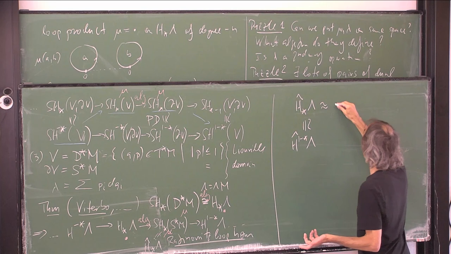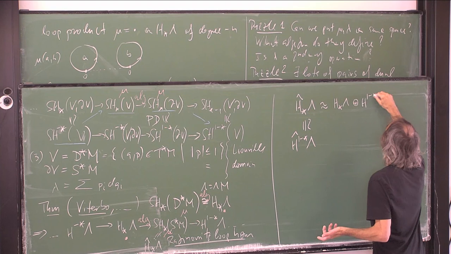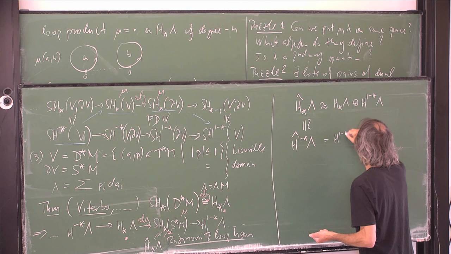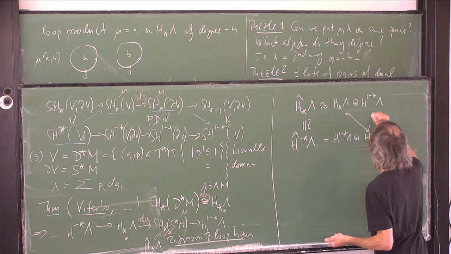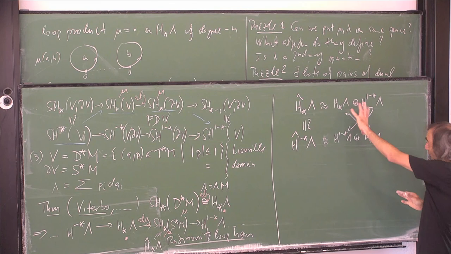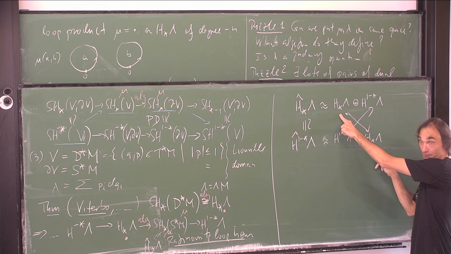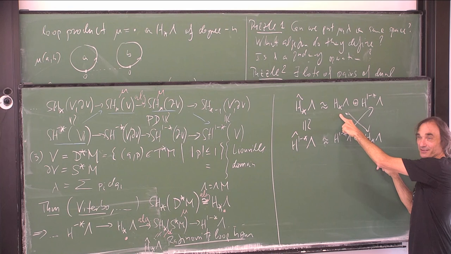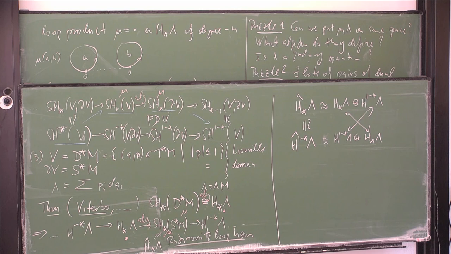So this is not true always. There are some error terms, but they live only in the constant loops. So mostly this is true. So it's not an isomorphism between loop space homology and loop space cohomology, because they are not isomorphic. That also confused me for a while. How can that be? But it can.